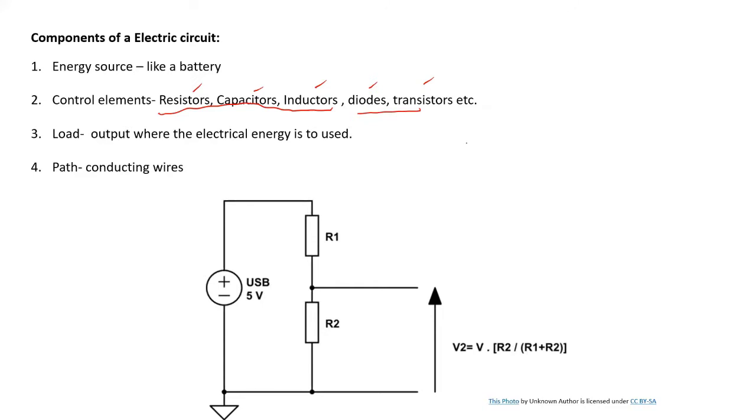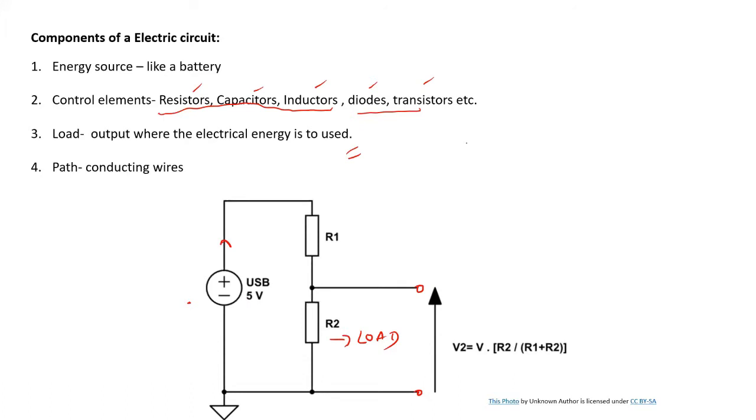Then the third component is the load. Load is basically a resistor. Like here we have two different resistors, R1 and R2. Here we are taking the output at R2, so we say R2 is my load. This is my energy source, this is my whole circuit, R2 is the load, and this particular conducting wire is my path.